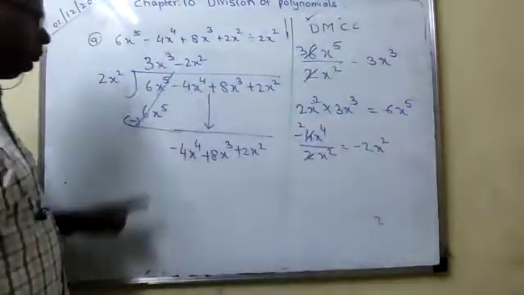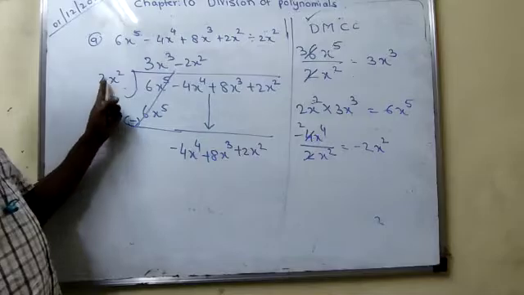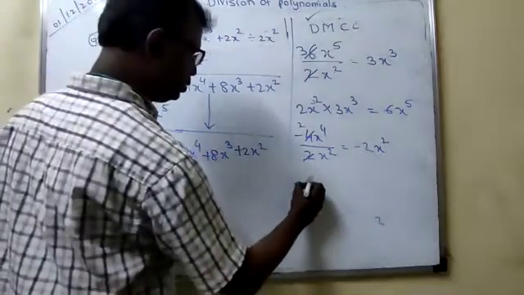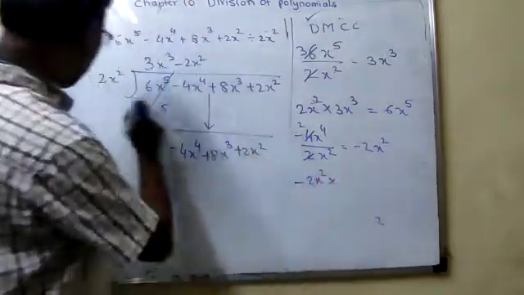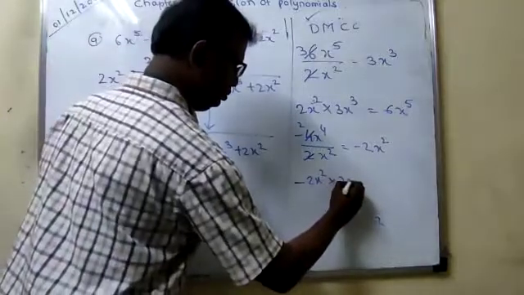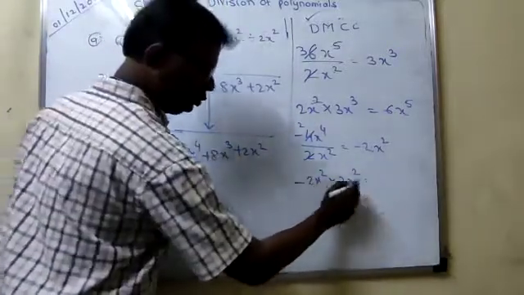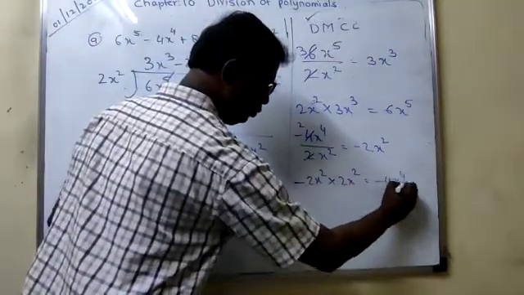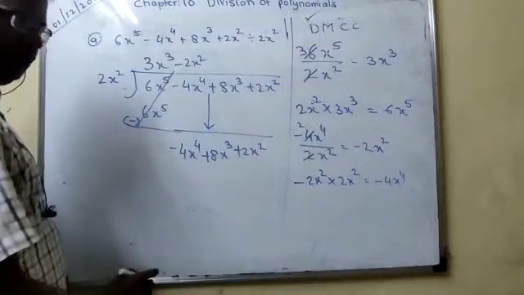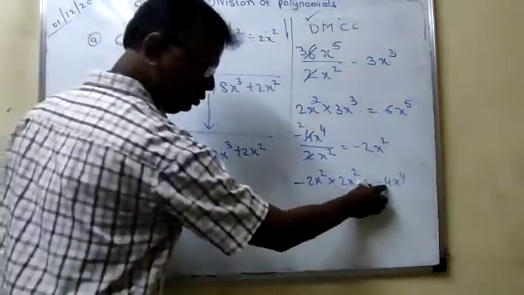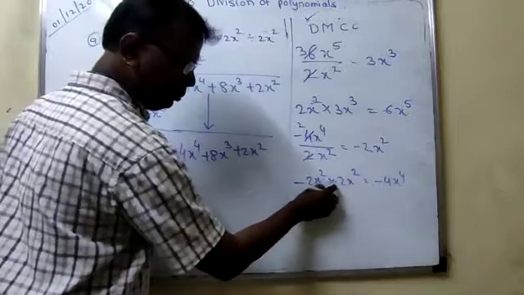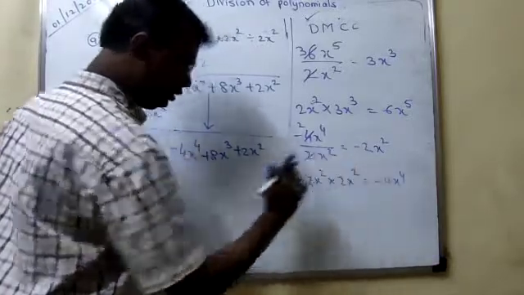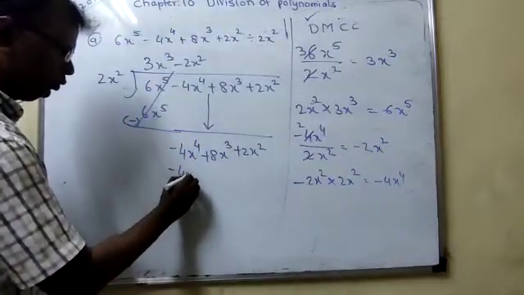Now what do you have to do? Multiply. Only this term into this term. Minus 2x square into 2x square. Minus 2 into 2 is minus 4x raised to 4. Okay, any doubt here? See here, 2 2s are 4, minus, x square and x square. In multiplication, the degree is added. That's okay. Minus 4x raised to 4.